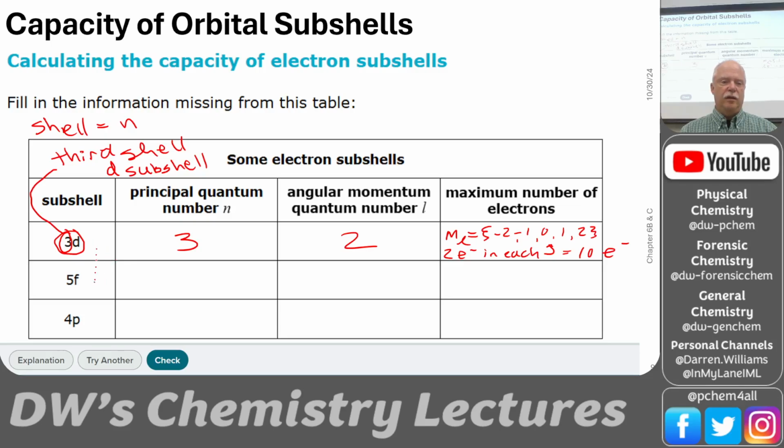Okay, let's go to the next problem. So n equals 5, because it's a 5F. F orbital. So S, P, D, F. L equals 3. And so here we have 3. So M sub L goes from -3 to +3. So that's going to be 7. So that's going to be 7 orbitals times 2 electrons. 14.